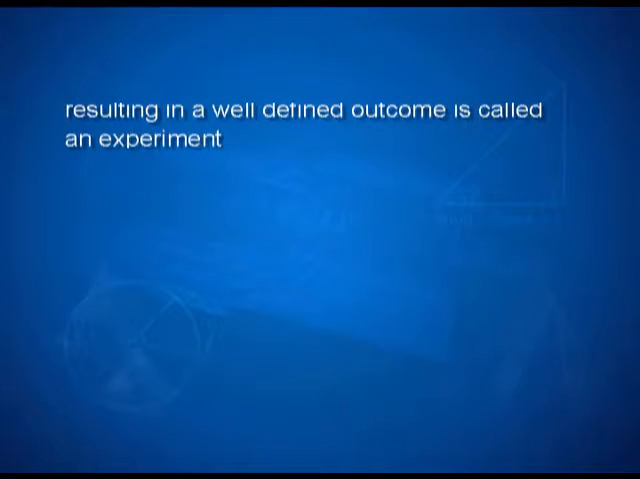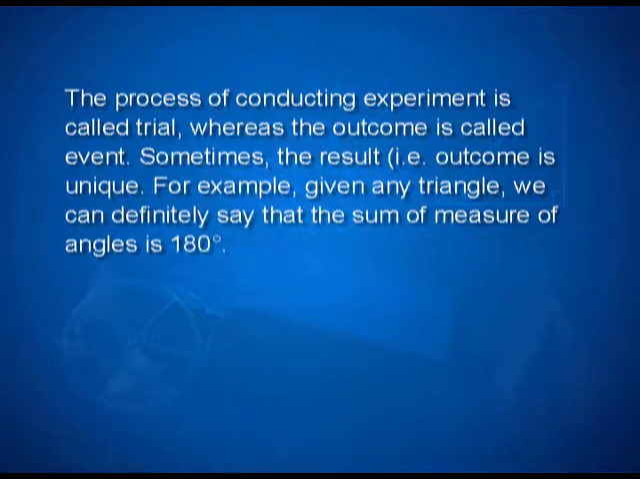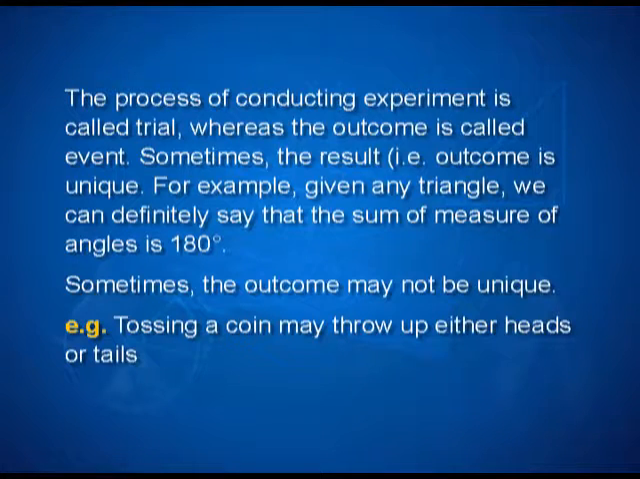Random experiments. An experiment, that is an operation or action resulting in a well-defined outcome, is called an experiment. The process of conducting an experiment is called a trial, whereas the outcome is called an event. Sometimes the result, that is the outcome, is unique. For example, given any triangle, we can definitely say that the sum of the measures of the angles is 180 degrees. Sometimes the outcome may not be unique.